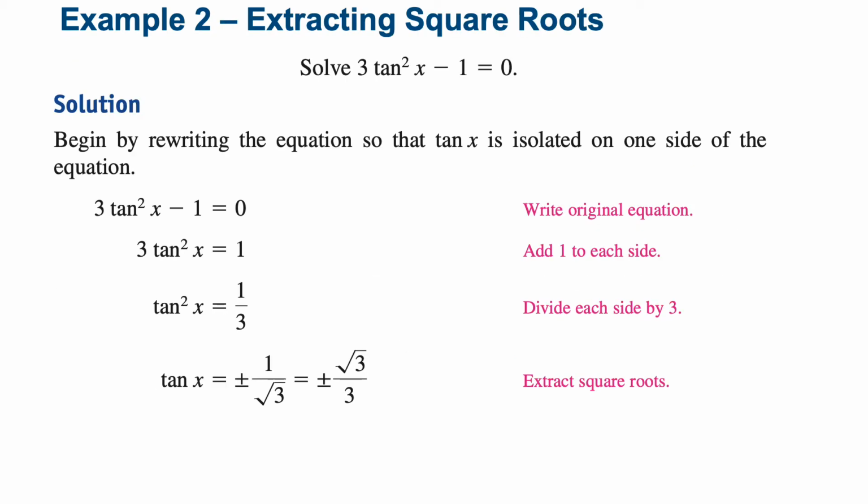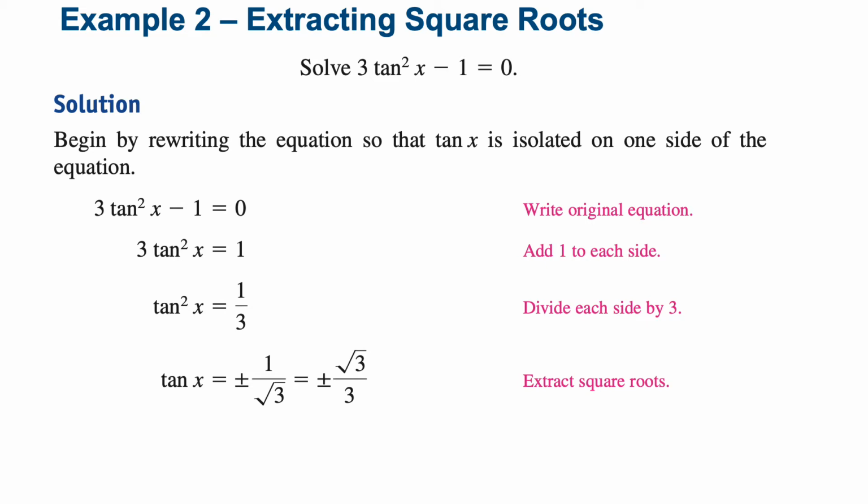Okay, here's another example, extracting square roots. Ooh, fancy. So how do we solve this: 3 tangent squared of x minus 1 is equal to 0? First of all, we want to isolate tangent, yeah? So we would add 1 to both sides, and then we divide by 3, so we get tangent squared is equal to 1/3.